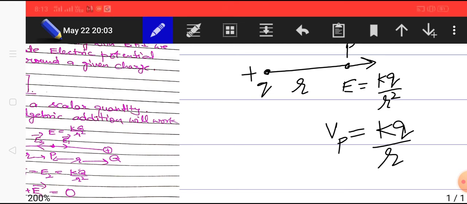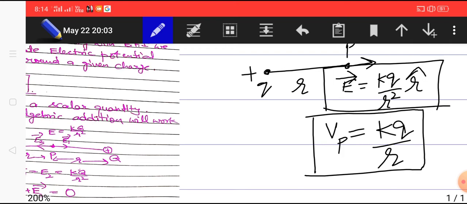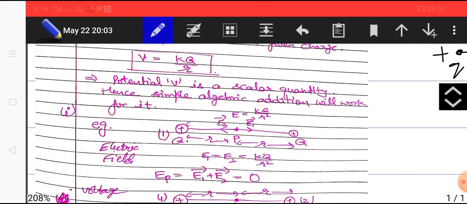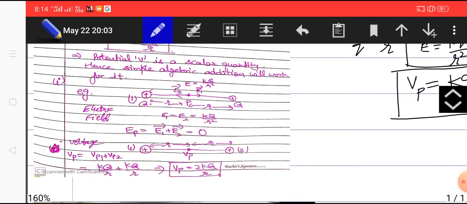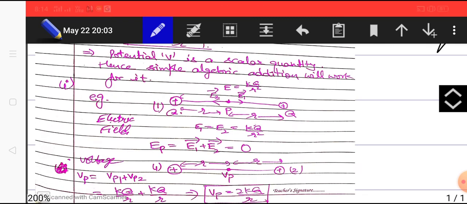Here electric field is a vector quantity, and as it is a vector quantity, the r unit vector is also there, but potential is a scalar quantity. This difference of scalar and vector makes a lot of difference in their calculation. Let me explain with these examples. Pay full attention.